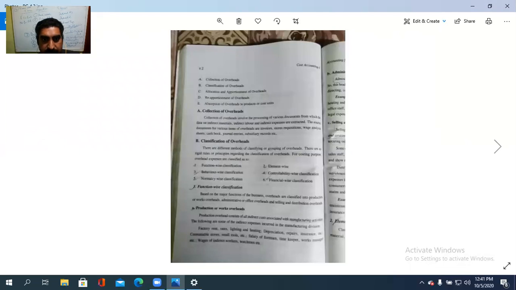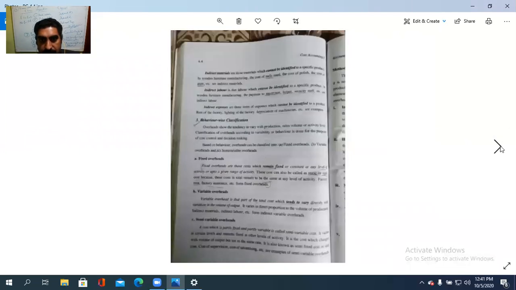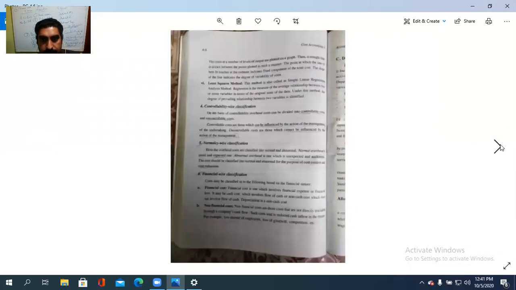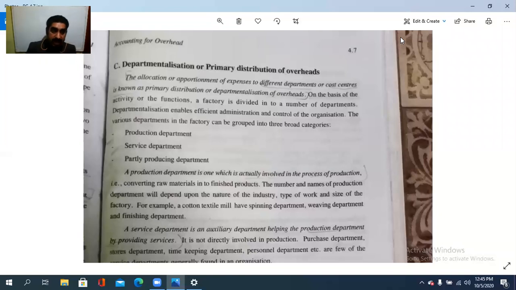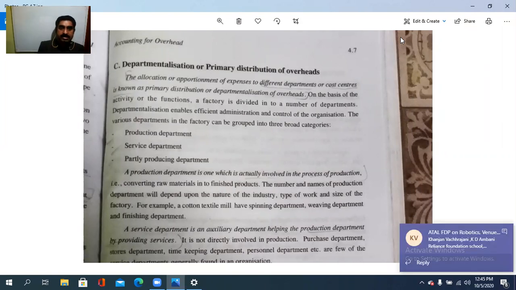So collection, classification, then allocation and apportionment. We need to check that. So departmentalization or primary distribution of overhead. So A is collection, B is classification, and C is allocation and absorption of overhead. So what is this? Departmentalization or primary distribution of overhead. Distributing the overhead to different departments.